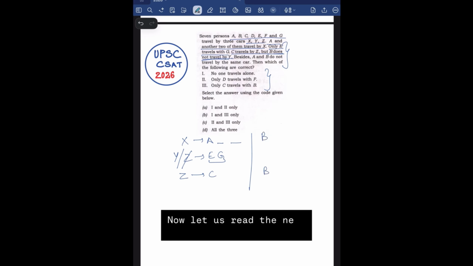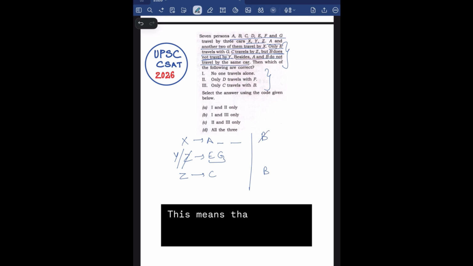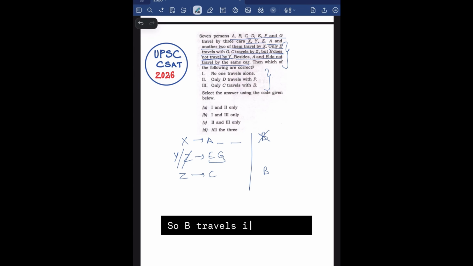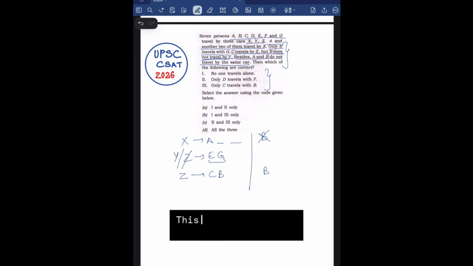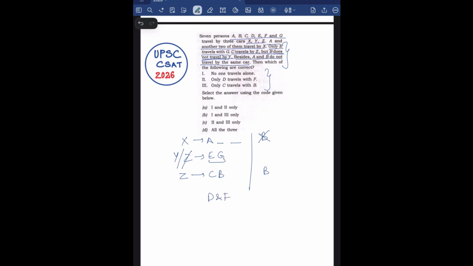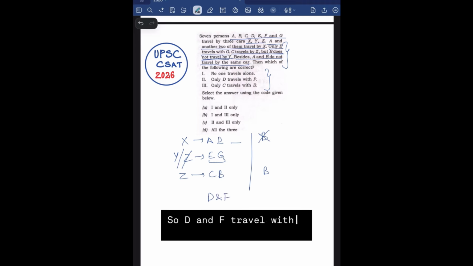Now let us read the next statement. Besides, A and B do not travel by the same car. This means that B cannot travel in X since A is traveling in X. So B travels in Z with C. This leaves us with D and F. So D and F travel with A in X.